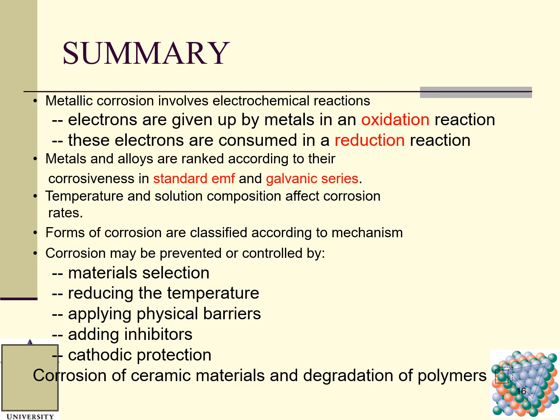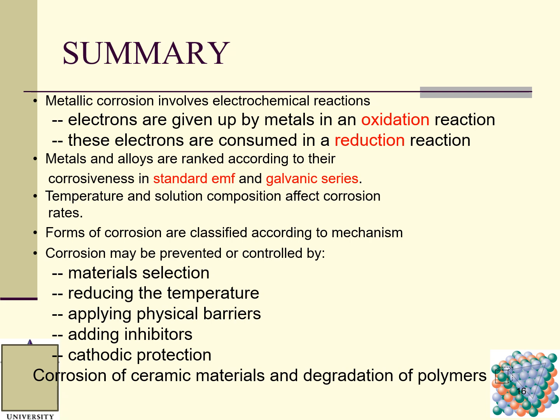So let's summarize what we have learned, not just for today, but also for the recent several class sessions. Metallic corrosion involves electrochemical reactions. One corrodes, another one experiences the reduction reaction. Electrons are given up by the metals in an oxidation reaction, and these electrons are consumed in the reduction reaction. Metals and metal alloys are ranked according to their corrosiveness in the standard EMF, electromotive force series, and galvanic series.